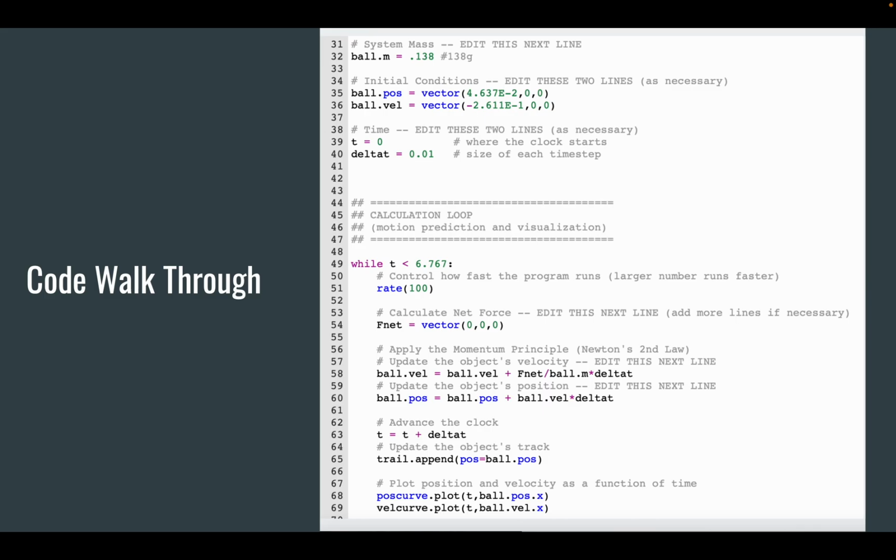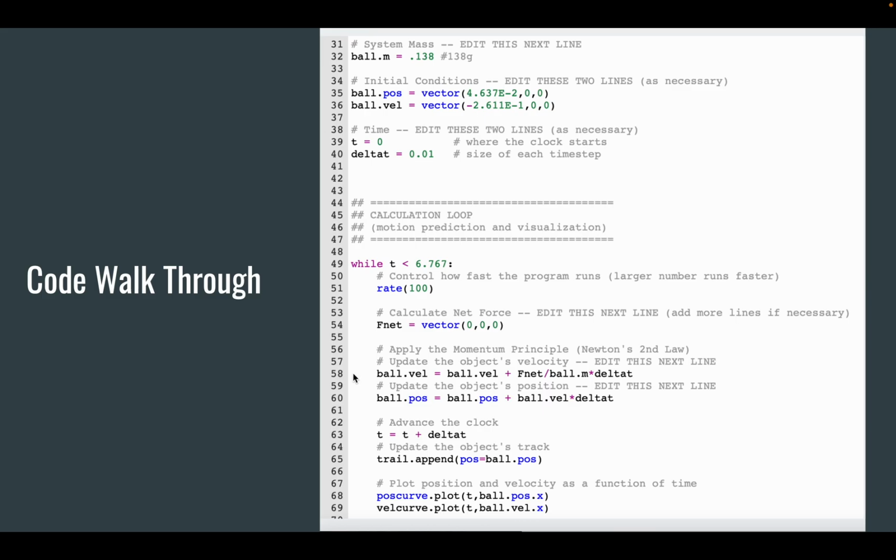For the code, we took the mass of the ball on a scale, then we took the collected initial position and initial velocity from the tracker, and then we saw for line 49, I took how long it took for the object to get to the end and made that the ending while loop condition. F net down at line 54 is zero because, as again we discussed earlier, the net forces cancel out in order to make velocity constant.